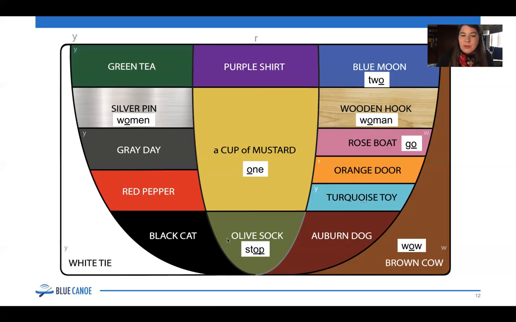All right, let's try this one. Olive sock, stop. This is a cup of mustard, 1. Blue moon, 2.